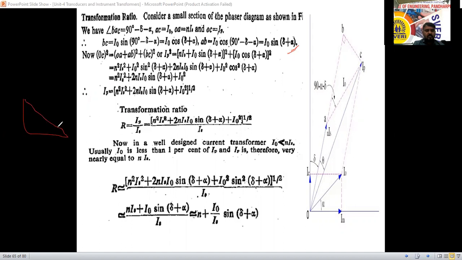Okay, this is the angle we are going to consider. This is A, this one is B, 90 degree, and this is C here now. So A to C we are going to consider this one as I naught here. So one term we can consider as AB is I naught cos delta, and this angle we will consider as theta here now. I naught cos theta and I naught sin theta.